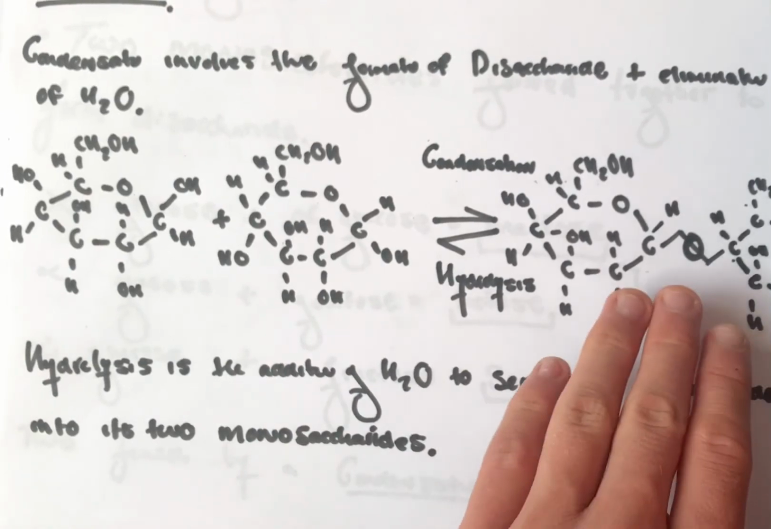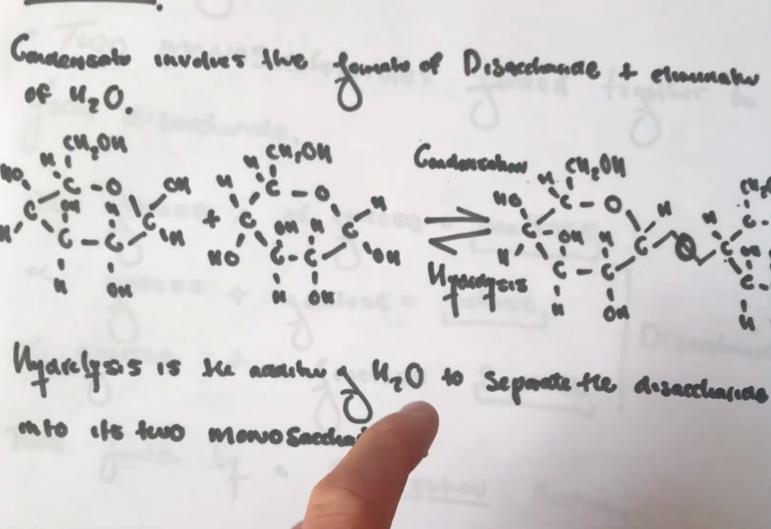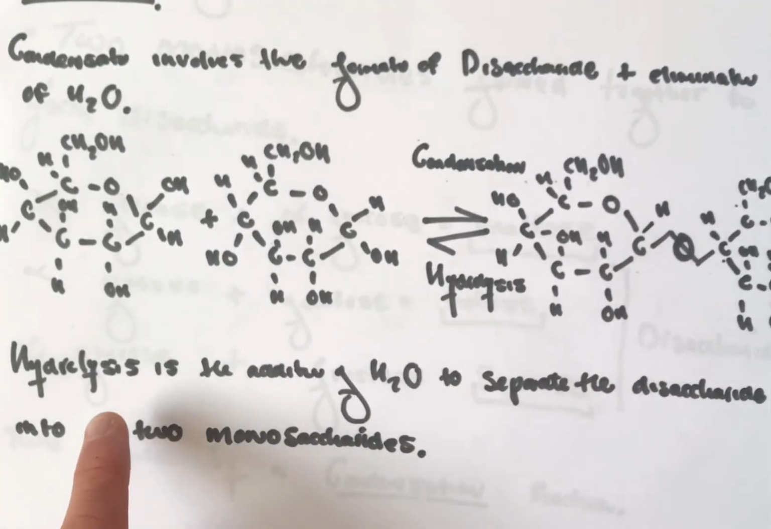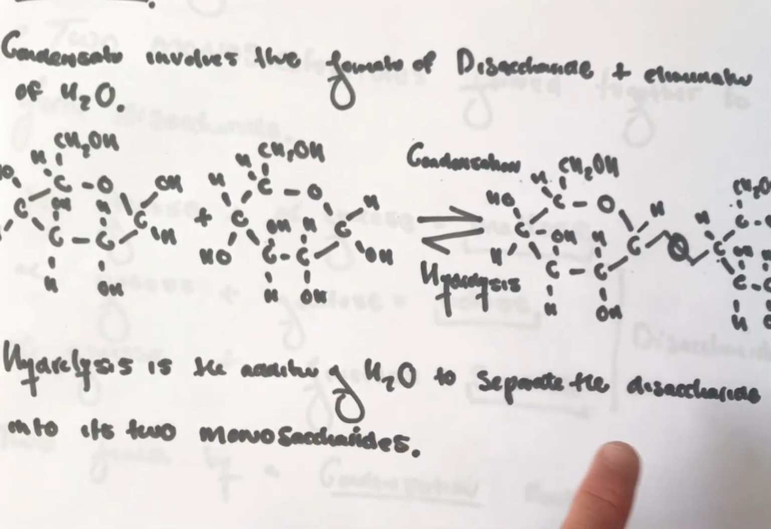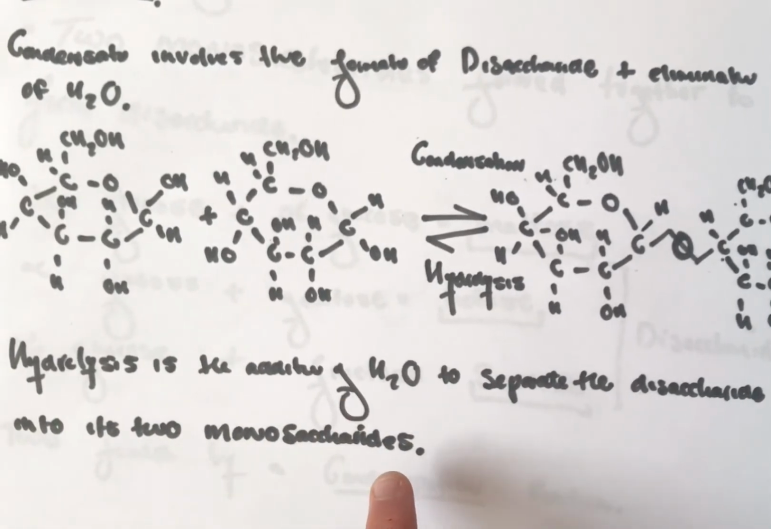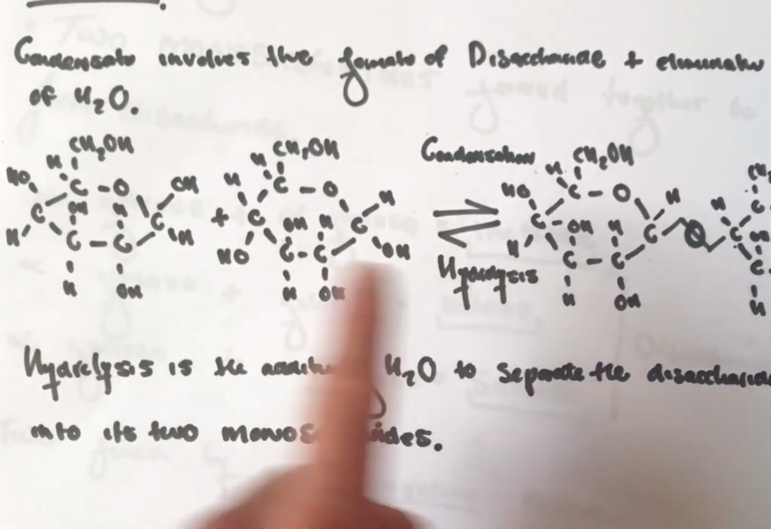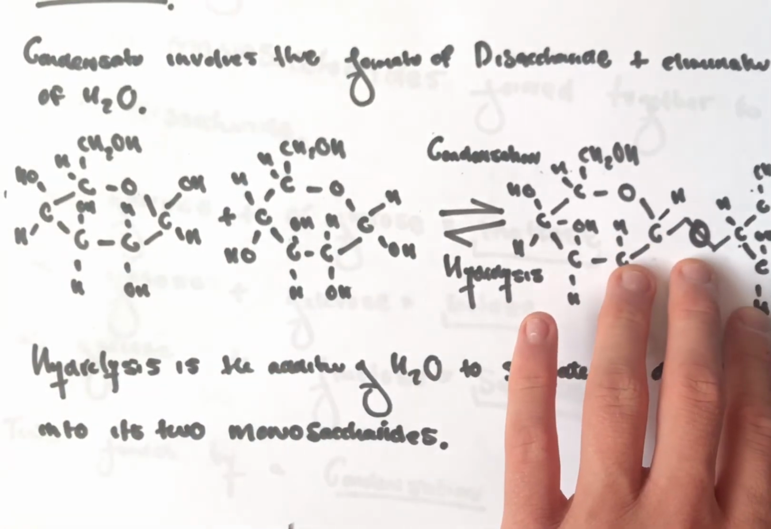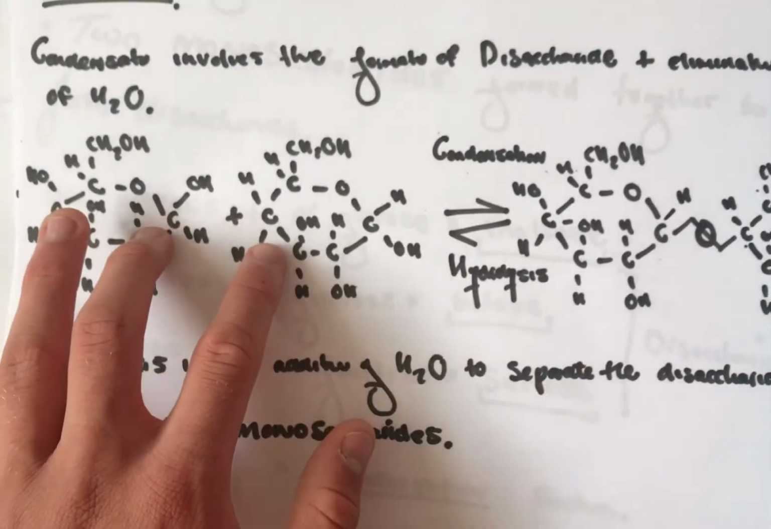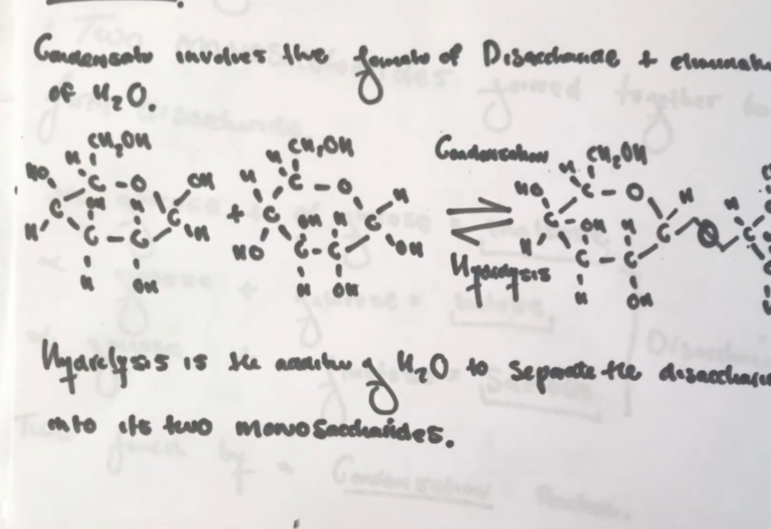Now, in order to split this disaccharide apart into its constituent monosaccharides, hydrolysis is used. Hydrolysis is the addition of water to separate the disaccharide into the monosaccharides. So in order to reverse this change, you use a hydrolysis reaction. Condensation forms the disaccharide, and hydrolysis separates the disaccharide back into the two monomers.